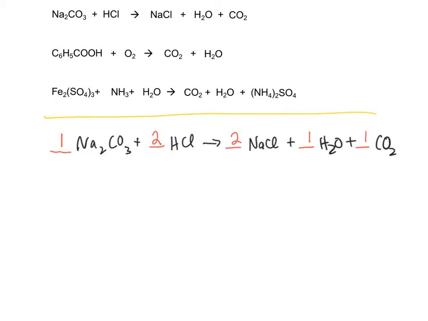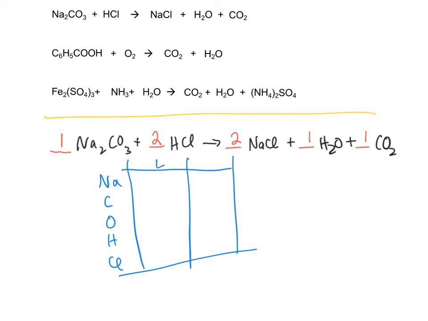And then sometimes it's nice to make a little list. So sodium, carbon, oxygen, hydrogen, and chlorine. And you could just write it all down here, say left and right hand sides. There are 2 sodiums on the left, 2 on the right, 1 carbon on the left, 1 on the right, 3 oxygens on the left, 3 on the right, 2 hydrogens on the left, 2 hydrogens on the right, 2 chlorines, and 2 chlorines. So it's worth it to do that sometimes as well.